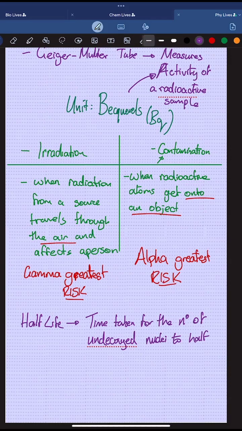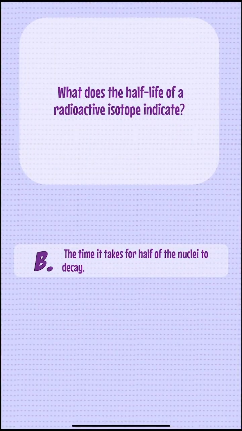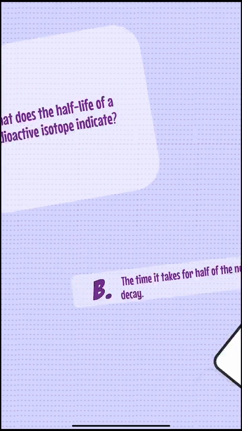So you can either say that, or you can say time taken for the activity to half. So the number of becquerels to half as well. Time taken for half of the nuclei to decay. That's basically the definition. The number of undecayed nuclei to half.